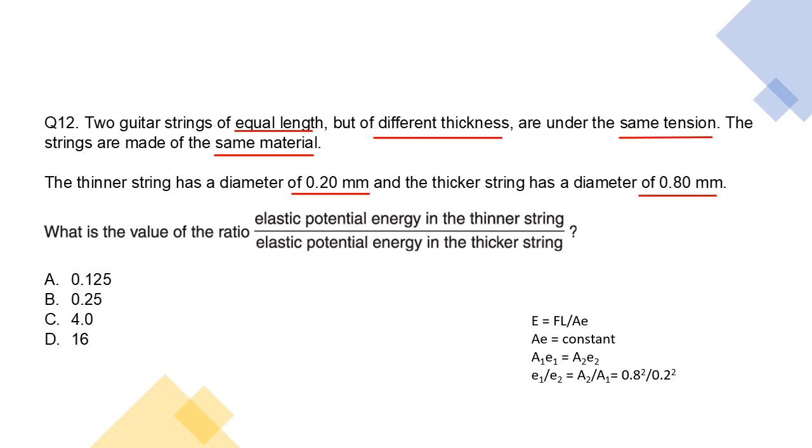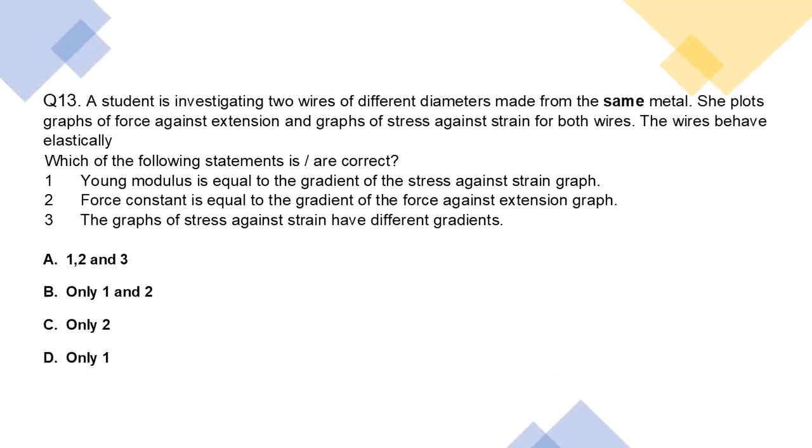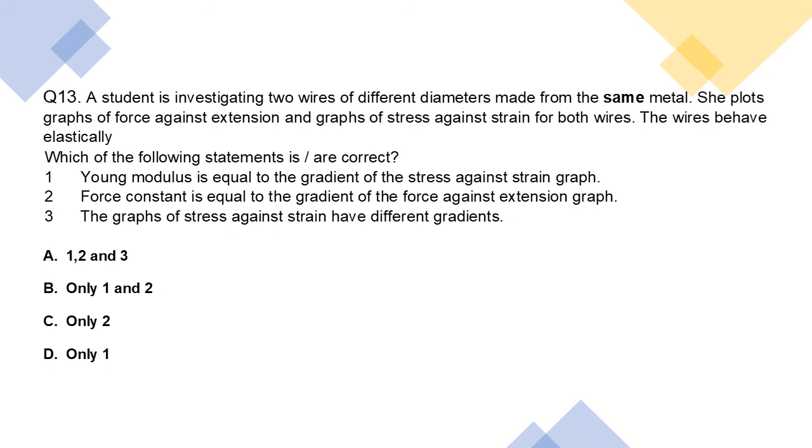What you're left with is E1 over E2, and that is 0.8 squared divided by 0.2 squared, and you get D, 16, as the answer. Moving on to question 13, they are investigating two wires of the same metal.